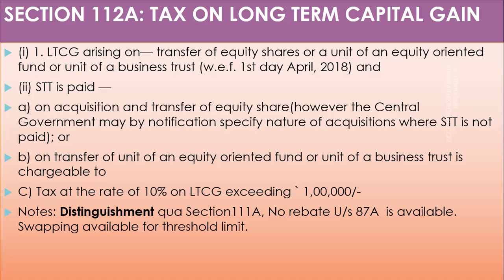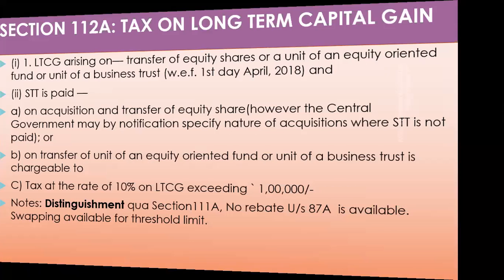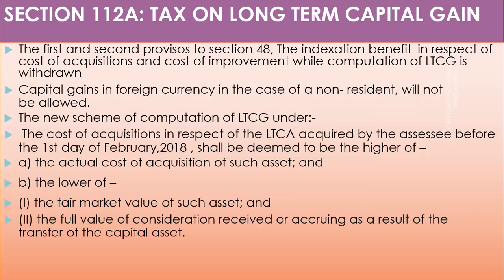What is the distinction between 111A and 112A? The 87A rebate is not available in the case of 112A. Here, under the first proviso and second proviso to section 48, the indexation benefit in respect of cost of acquisition and cost of improvement is withdrawn.